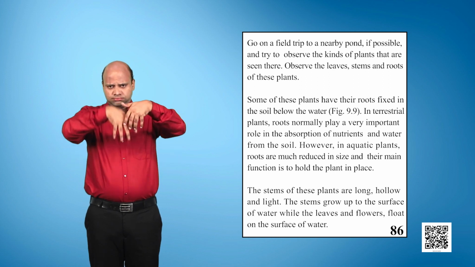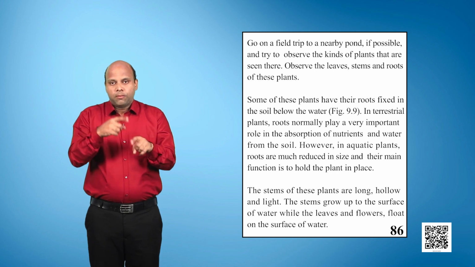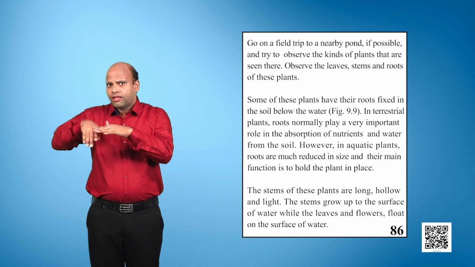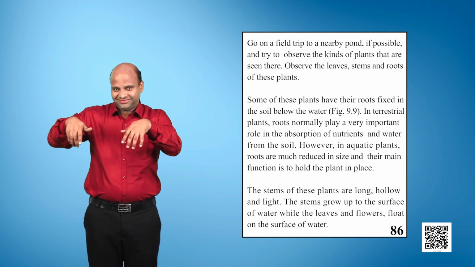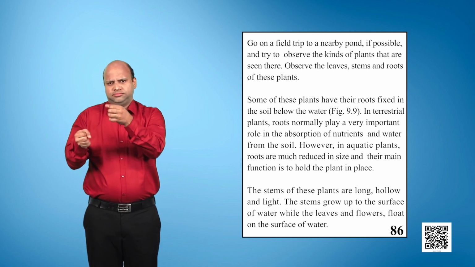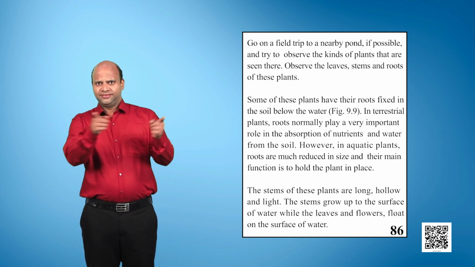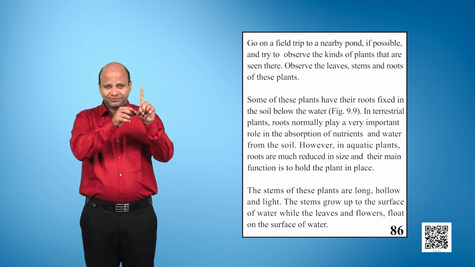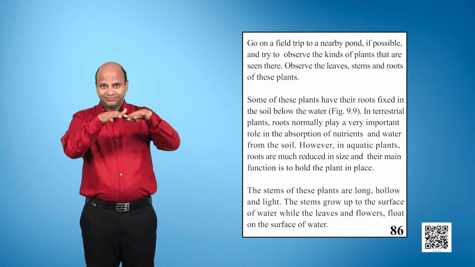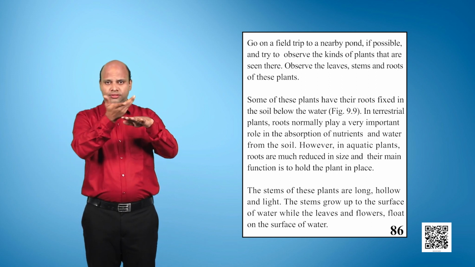In terrestrial plants, roots normally play a very important role in the absorption of nutrients and water from the soil. However, in aquatic plants, roots are much reduced in size, and their main function is to hold the plant in place. The stems of these plants are long, hollow, and light. The stems grow up to the surface of water, while the leaves and flowers float on the surface of water.